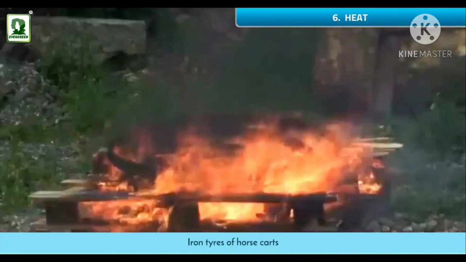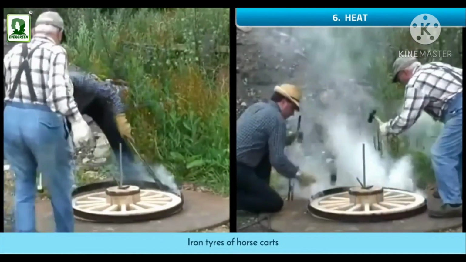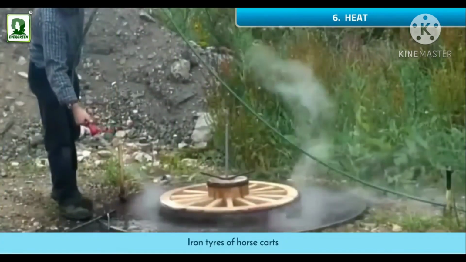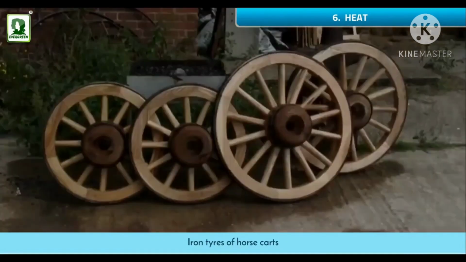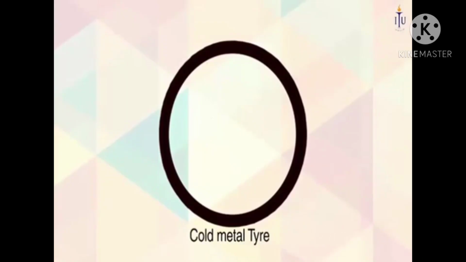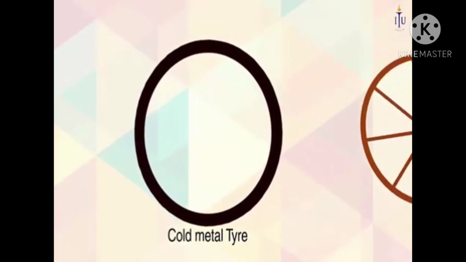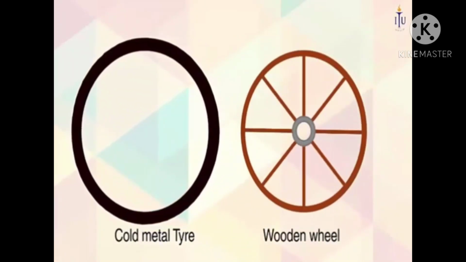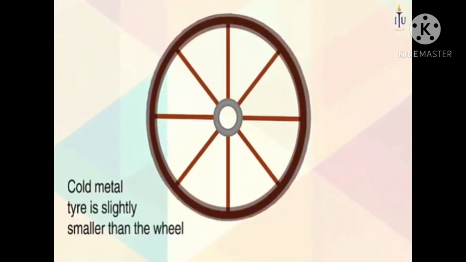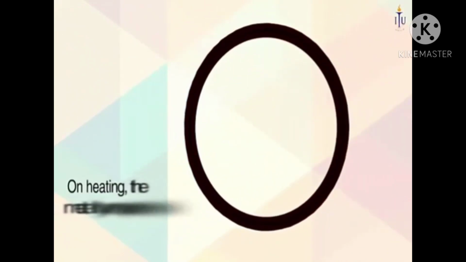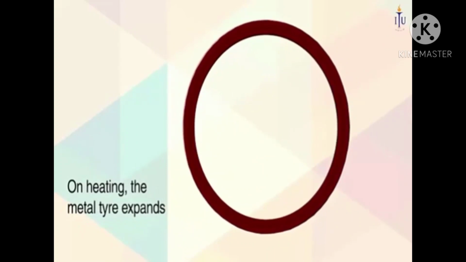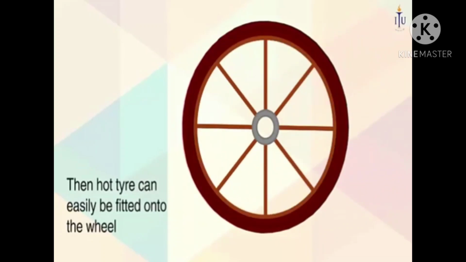These iron rims are heated in a dry dung cake fire. Due to the rising temperature, the iron rim will expand. After that, it is placed on the wooden wheel. This process is called shrinking on. After the fixing of the rim, they cool it by pouring water over it. So after the cooling effect, the rim will contract. They both fix together very firmly.